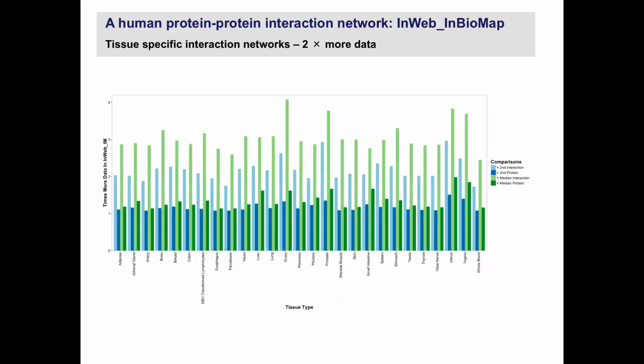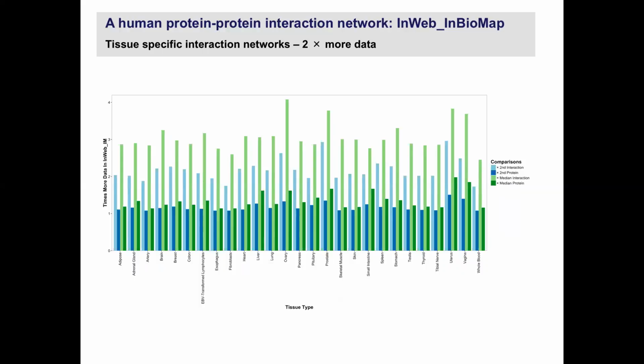But to further explore its potential to inform biological studies, we integrated InWeb with tissue-specific expression quantitative trait loci, or eQTL, data from the GTEx consortium. We derived 27 protein-protein interaction networks where the corresponding genes have tissue-specific eQTL regulation. So we essentially derived roughly 27 tissue-specific networks.